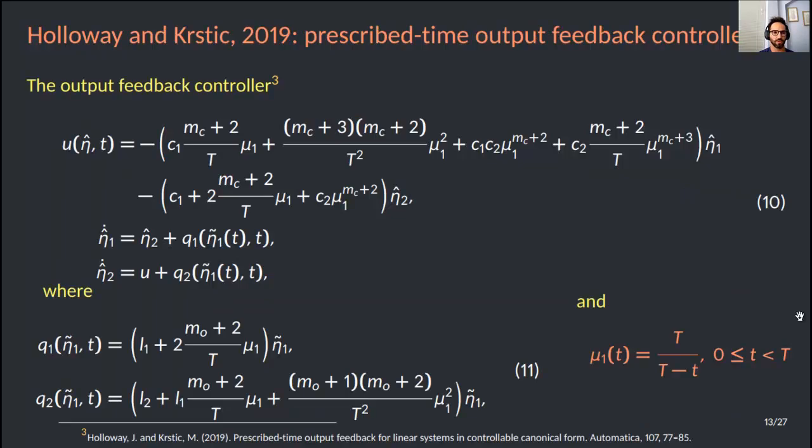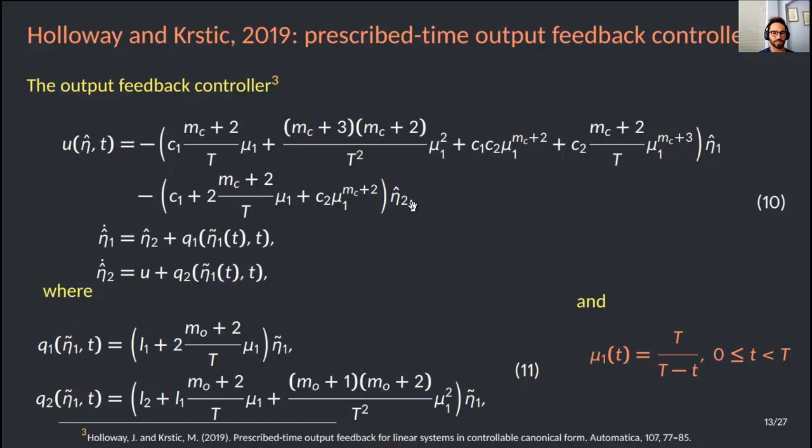The second controller is the one by Holloway and Krstic in 2019. This output feedback controller is presented in 10 and is fed by a state observer that I'm presenting here, where the injection terms of the observer are given here in 11.